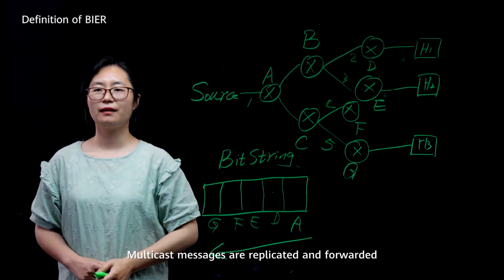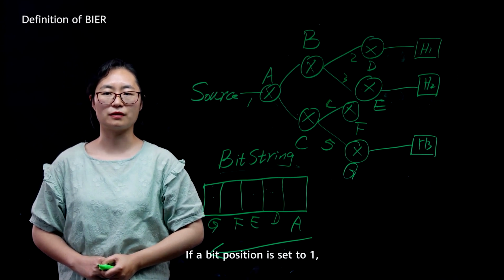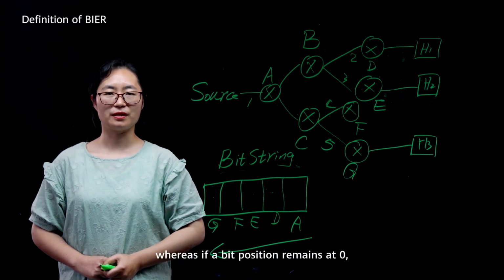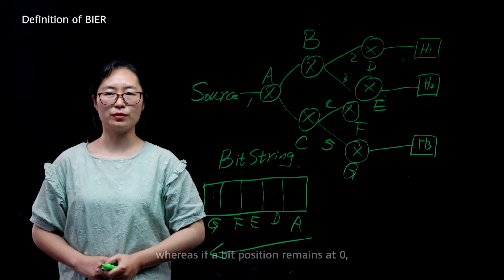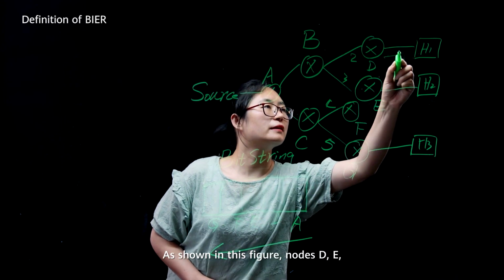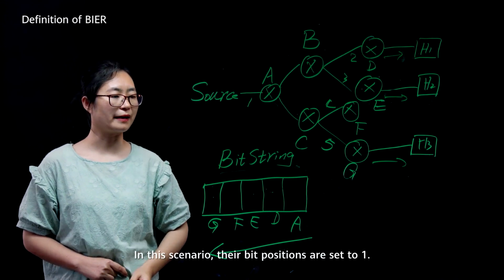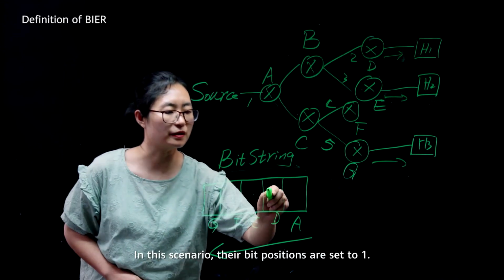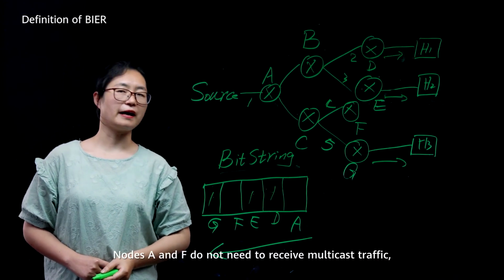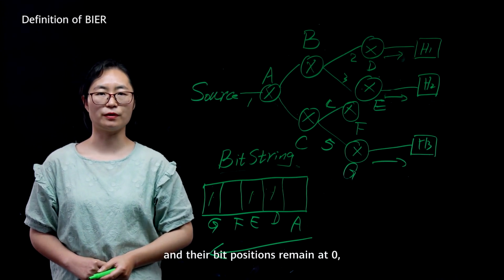Multicast messages are replicated and forwarded based on whether bit positions in the bit string are set. If a bit position is set to 1, the corresponding node has multicast traffic requirements, whereas if a bit position remains at 0, the node does not have these requirements. As shown in this figure, nodes D, E, and G have multicast traffic requirements. In this scenario, their bit positions are set to 1. Nodes A and F do not need to receive multicast traffic, and their bit positions remain at 0.